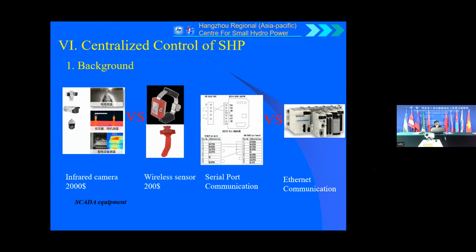And also we have the development of some sensors for SCADA equipment. For example, maybe 10 years ago, if we wanted to measure the temperature of some high voltage parts, like the transformers and the connectors of some cables, we needed to use infrared cameras. But the price was very expensive, around $2,000. But right now we can use wireless sensors. The price is very cheap, about $230 for each, so this device can be widely used.